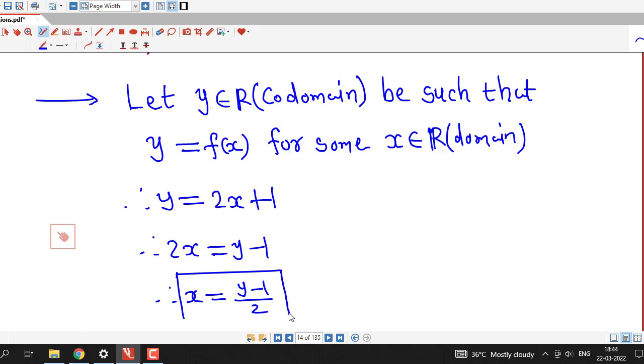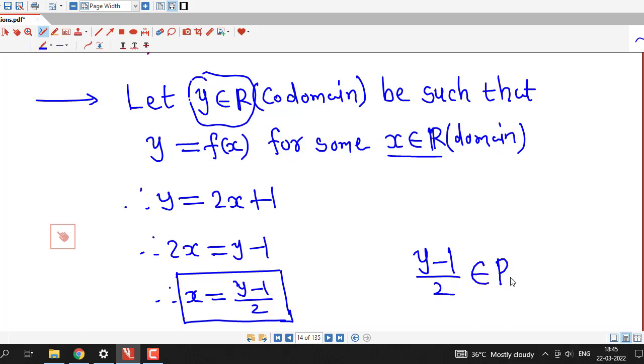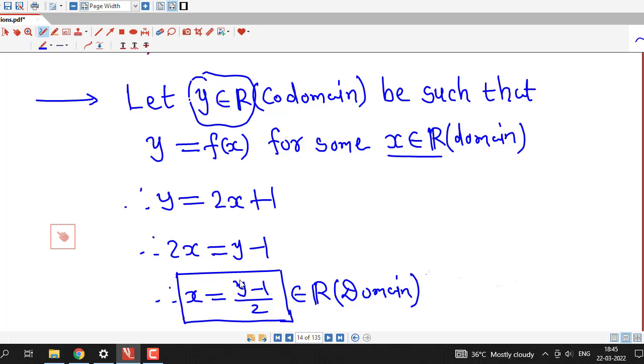And I have to check whether this x is in the domain or not. The domain is the set of real numbers. So I have to check whether (y minus 1)/2 is a real number or not. Now y is a real number because it is from the set of real numbers. Therefore y minus 1 is also a real number. And we know that 2 is also a real number and 2 is non-zero. So this is also a real number. So x is in the domain. Whatever x we have obtained is in the domain of the given function. So whatever y I consider, its image will be x equal to (y minus 1)/2.